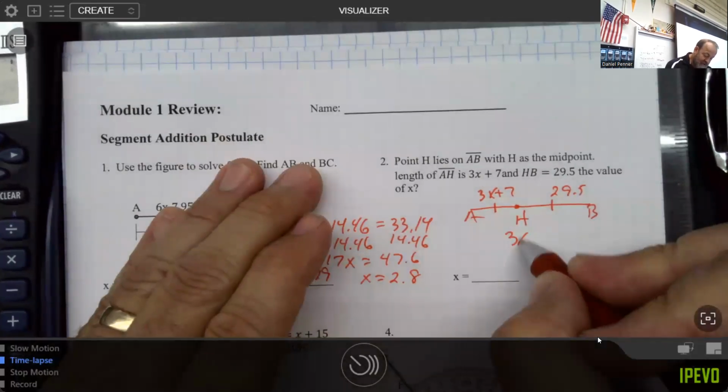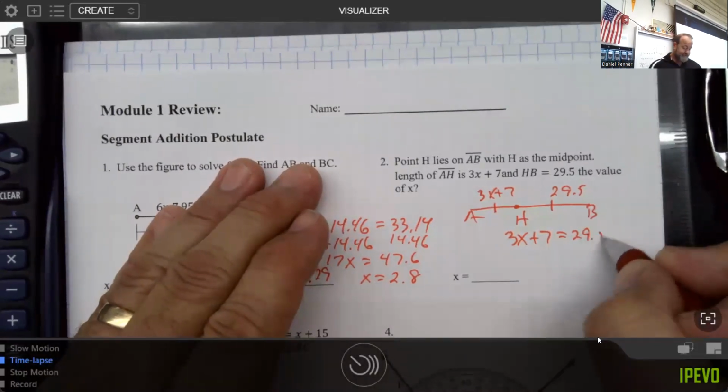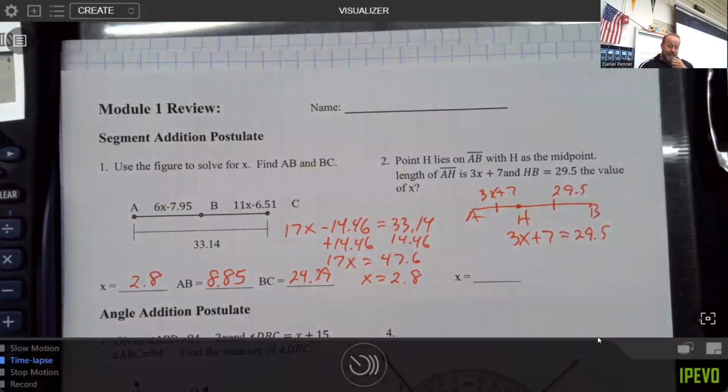So in this case, really hoping that buzzer goes off soon. Okay.